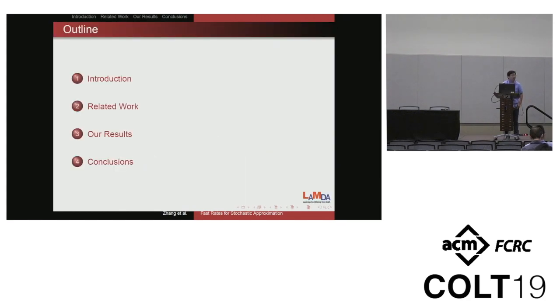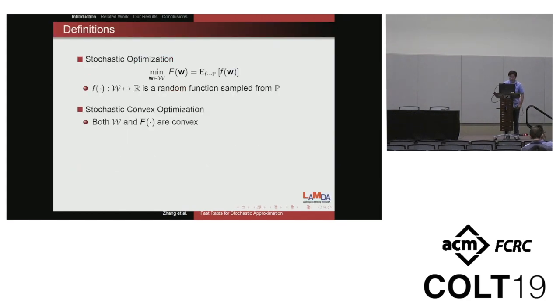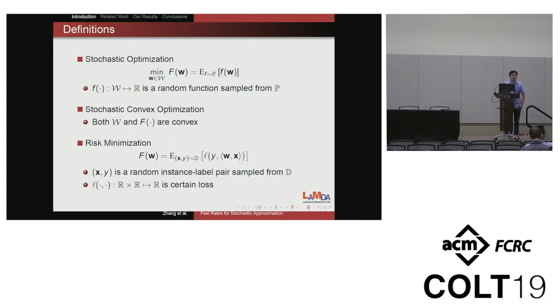So this is the outline. Let's first see the review of stochastic optimization. In this problem, we want to minimize the function capital F, which is defined as the expectation of a random function f sampled from distribution P. When both the domain capital W and the objective capital F are convex, this problem is referred to as stochastic convex optimization. A very well-known special case is risk minimization in machine learning.